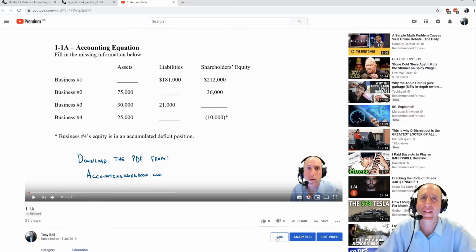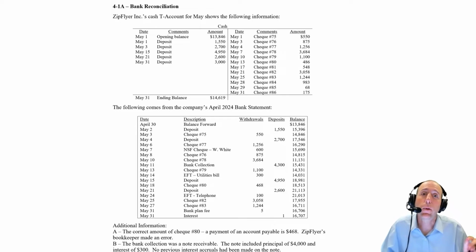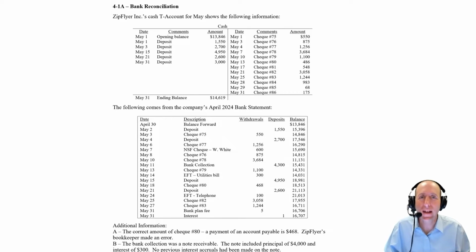All right, let's jump into the problem. Let's take a look at problem 4.1a. This problem has us preparing a bank reconciliation and then the journal entries related to that bank reconciliation. But let's start with the bank rec.